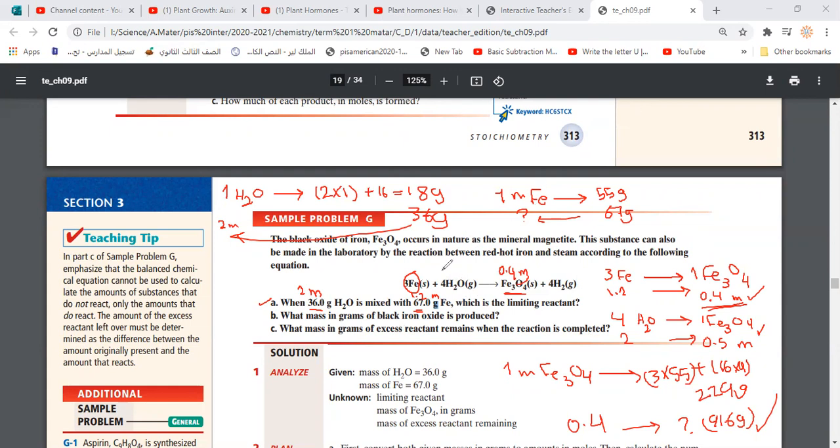According to the equation, each 3 mole of iron will react with how many mole of water? 4. Good. So the total amount that we have of iron is 1.2. They will react with how many mole of water? 0.4. So 1.2 mole of iron will combine with 0.4 mole of water. The total amount of water which I have is 2 moles, and I'm just going to use 0.4. So what is left equal?